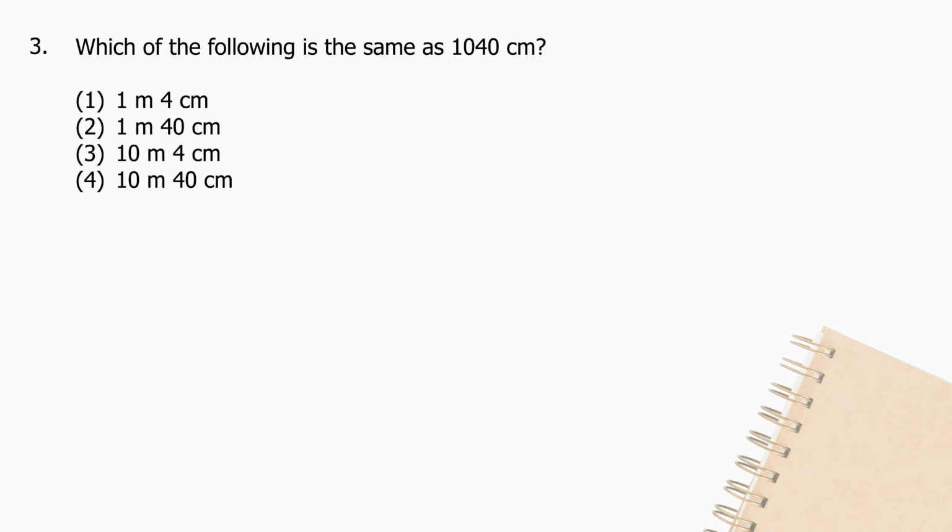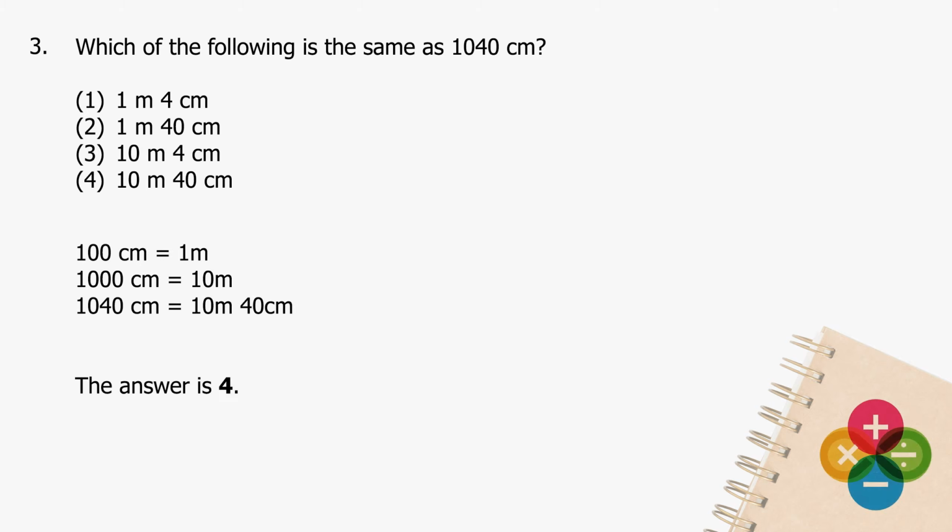Question 3. Which of the following is the same as 1040 centimeters? 100 centimeters is equal to 1 meter. 1000 centimeters is equal to 10 meters. 1040 centimeters is equal to 10 meters, 40 centimeters. The answer is 4.